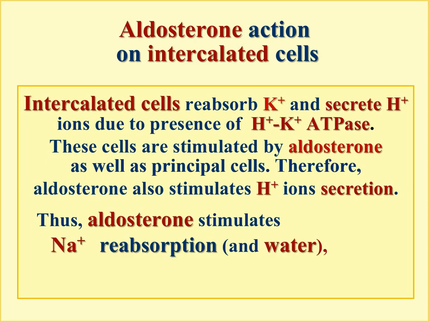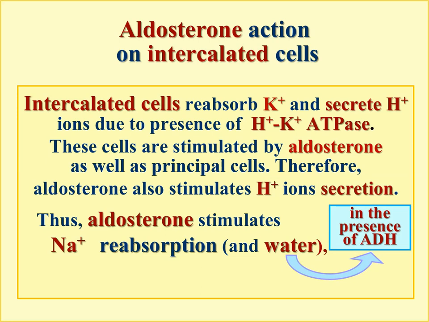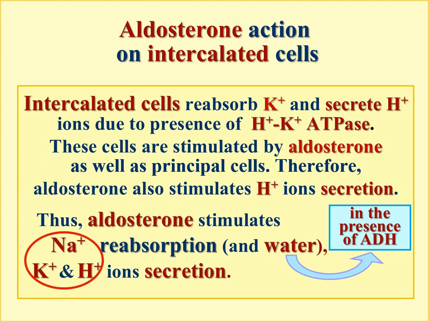Thus, aldosterone stimulates sodium reabsorption as well as water, but water reabsorption not necessarily follows sodium reabsorption because it's necessary to have enough ADH. Water reabsorption is controlled by ADH. And also potassium and hydrogen ions are secreted. It's the opposite direction, from blood into the lumen. So aldosterone influences the three ions at once, influencing principal and intercalated cells.